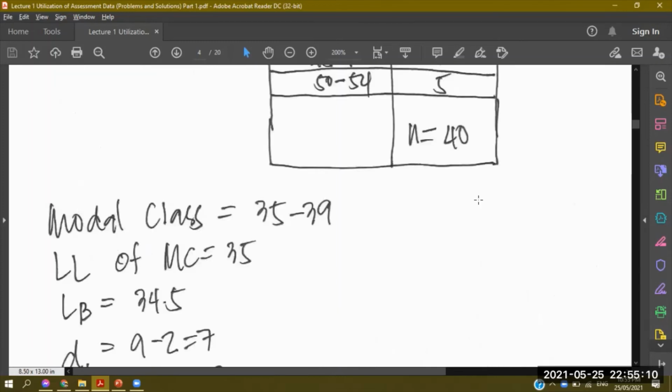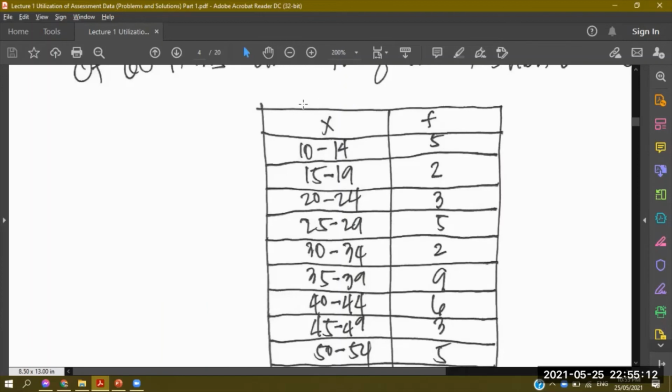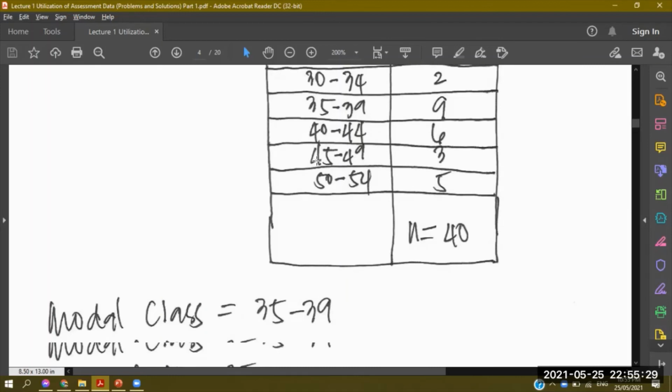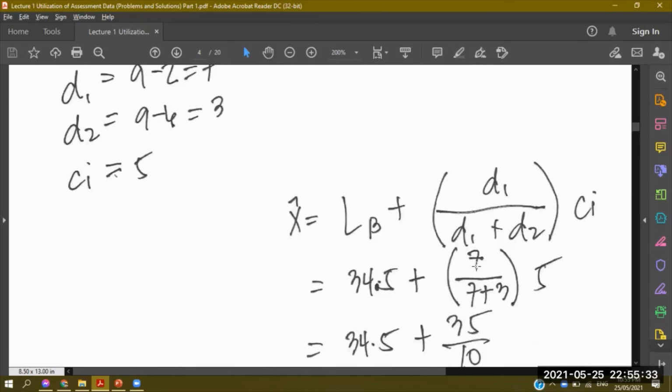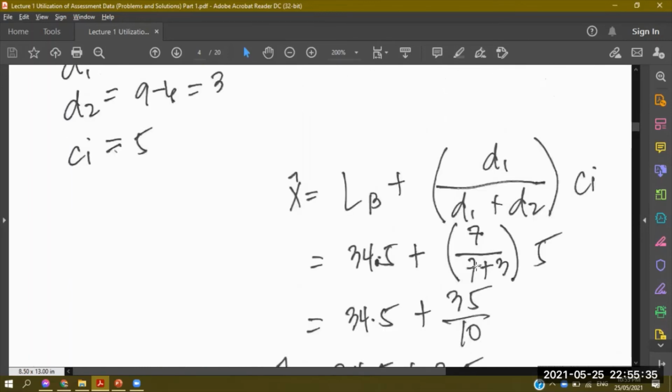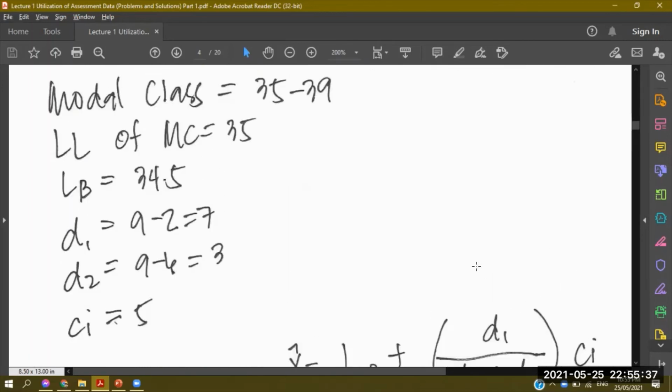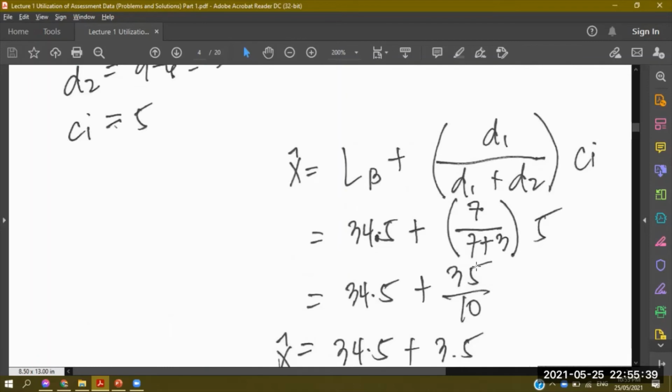Now for our class interval, ang dali lang, no? All you have to do is count. You can actually choose any of these classes. So yung una, all you have to do is count, no? 10, 11, 12, 13, 14, and then you get 5. Okay, so that is now your CI is equal to 5. So you are done identifying the value of each variable. So we have to plug it in sa formula natin.